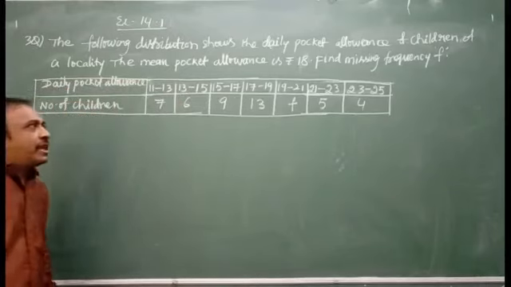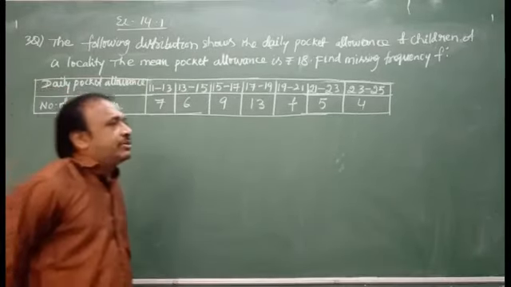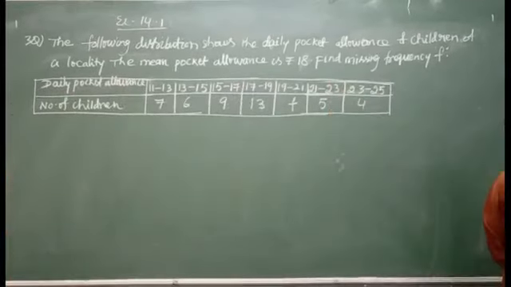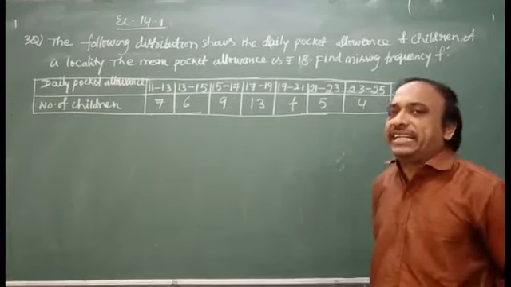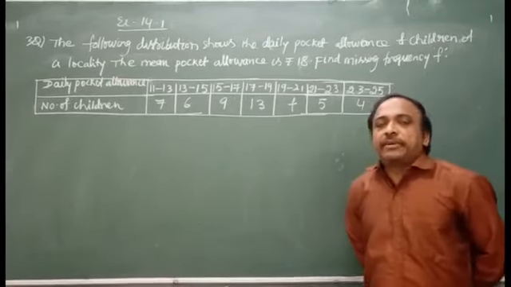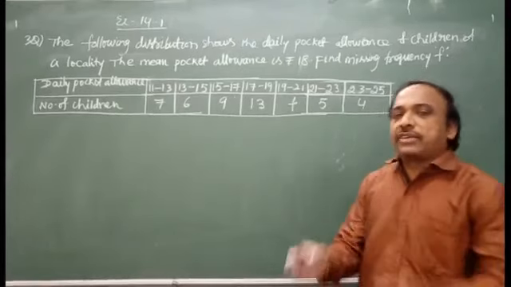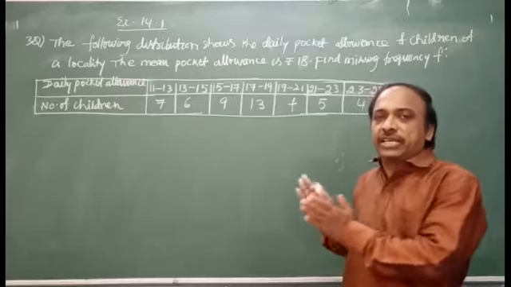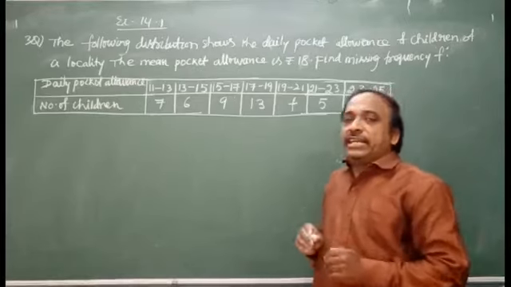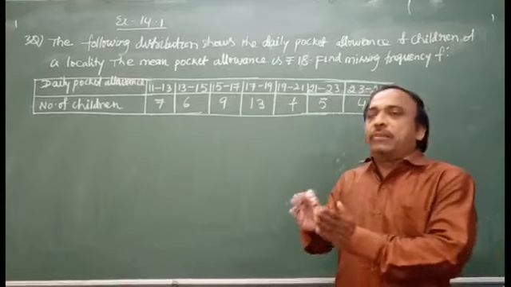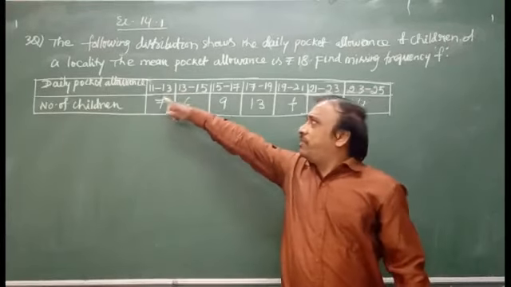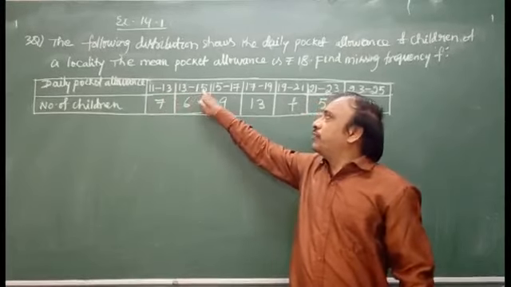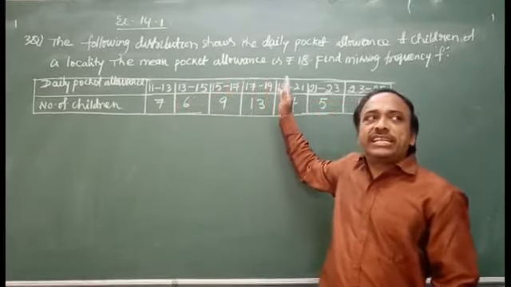The following distribution shows the daily pocket allowance of children of a locality. The mean pocket allowance is rupees 18. Find the missing frequency. A survey has been done about the daily pocket allowance of children of a particular locality. Daily pocket allowance 11 to 13 rupees, the number of children is 7. 13 to 15, 6 children. So this is the data given.